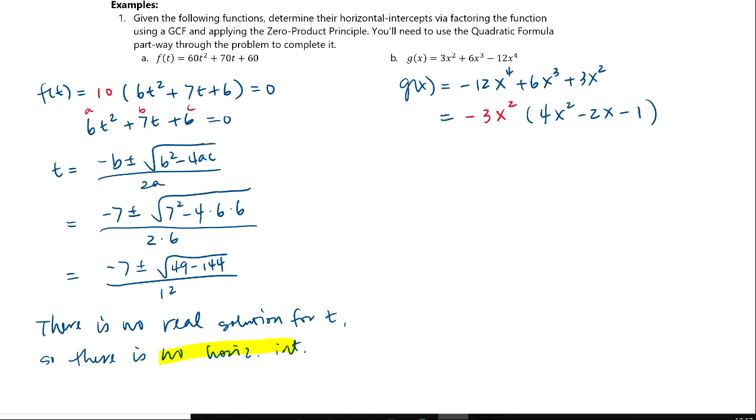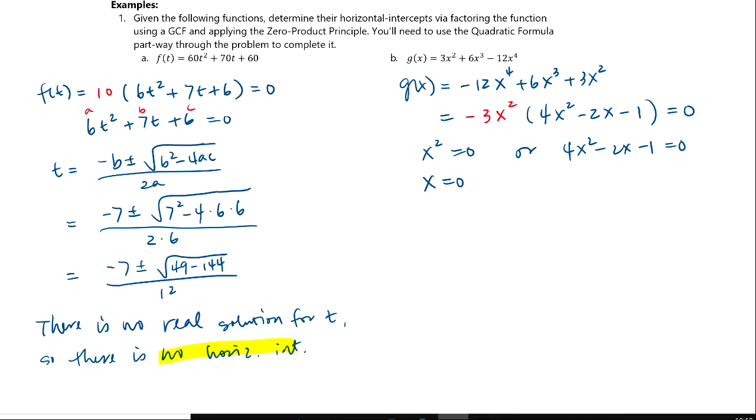And now that we have this factored form, we can set this all to be equal to 0 to find the horizontal intercept. And that leaves me with either -3x squared equal to 0, in other words, x squared is equal to 0, or 4x squared minus 2x minus 1 equal to 0. Let's work with x squared equal to 0 first. You can take the square root on both sides, or you can also use the zero product principle again to get x times x is equal to 0. In other words, x is equal to 0.